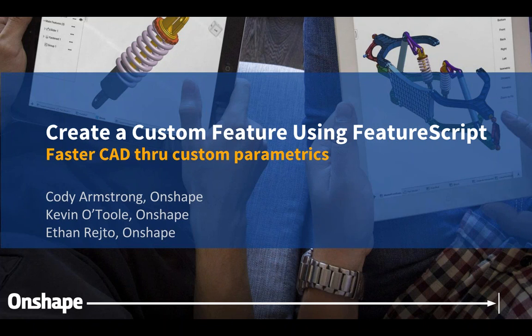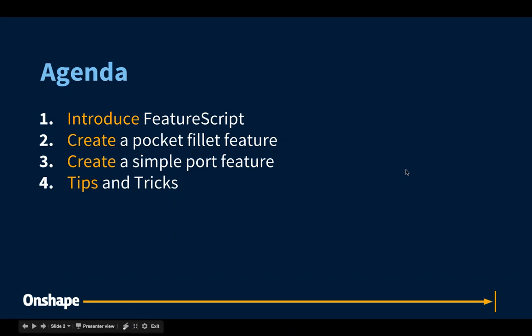So real quickly, an agenda, just briefly. First off, I want to introduce FeatureScript to those that are not familiar with it. FeatureScript is relatively new for us. It's been out a few months now. I'm going to go over a brief introduction of what FeatureScript is. Then I want to go over creating a simple pocket fillet feature for those just getting started. That will get you at least understanding the process and the workflow.